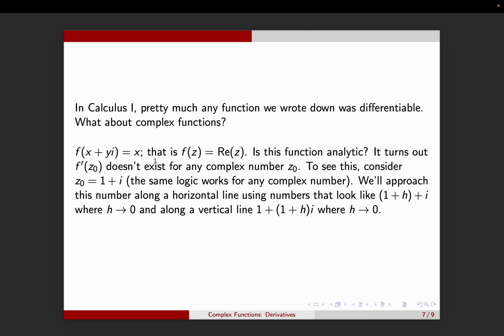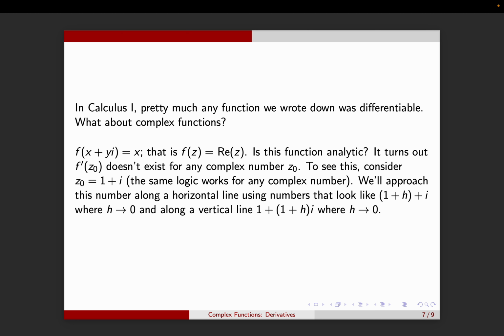But anyway, notice if f of z equaled z, which is not the real part of z, the derivative would be 1. But this is different. This is input a complex number a plus bi, and you read off the a. So this function is nowhere differentiable. There is not a single complex number at which this function has a derivative.